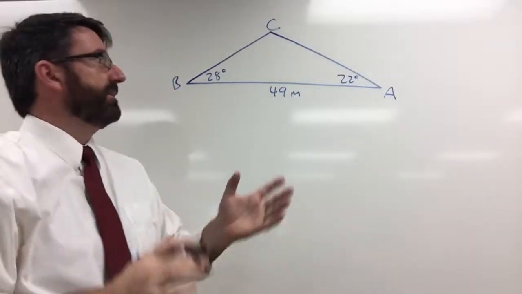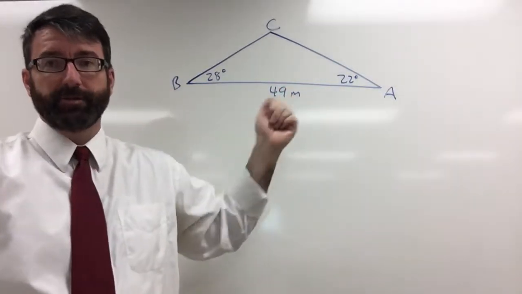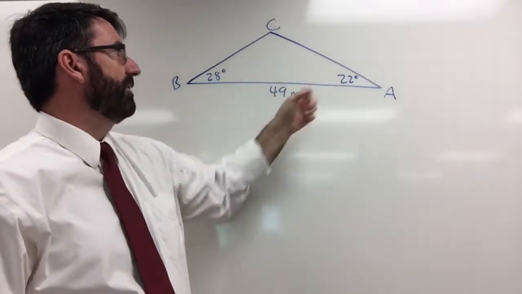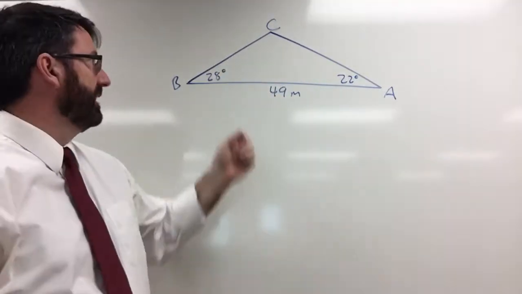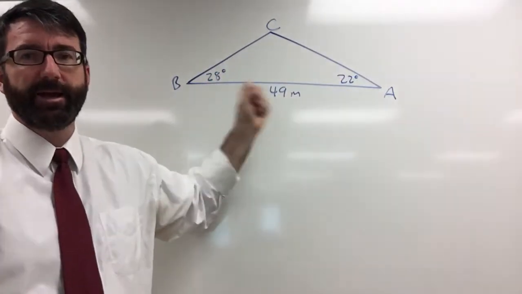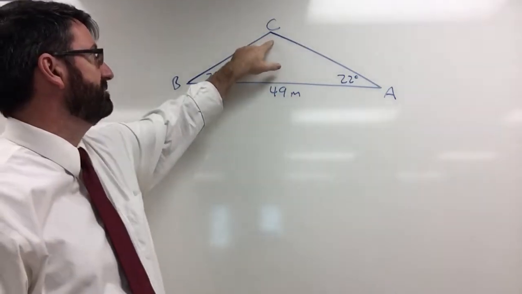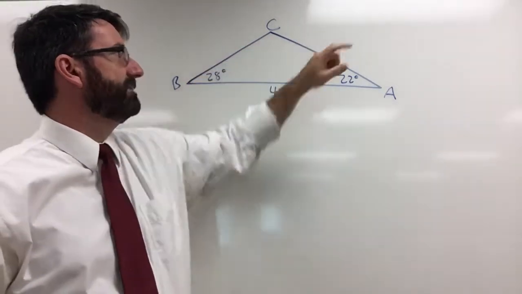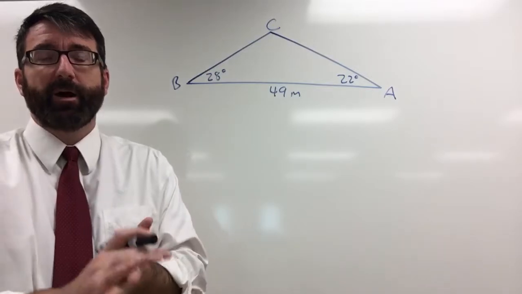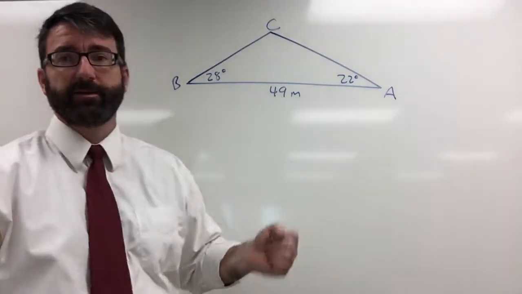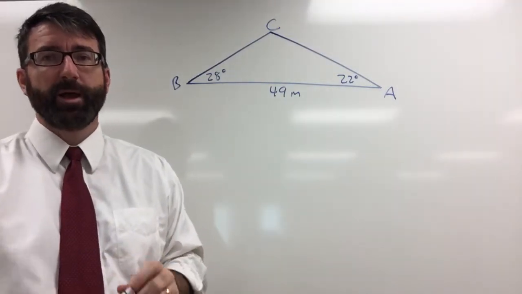All right, for this problem, we're given this triangle and we're asked to solve it, meaning we need to find all three angles and all three sides. We're given two angles and a side, so we just need to find this missing angle and these two sides. First of all, this is not a right triangle, so we can't use SOHCAHTOA.